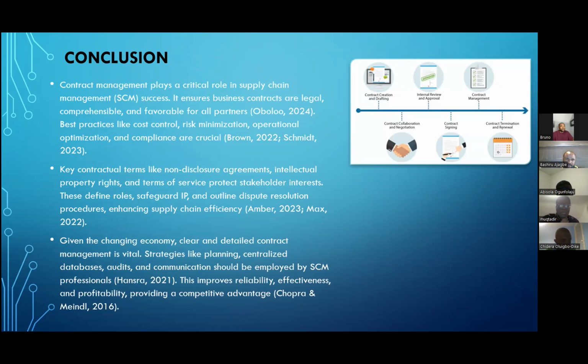Another point is that key contractual terms like non-disclosure agreements, intellectual property rights, and terms of service are there to protect stakeholder interests. And given the changing economy, clear and detailed contract management is vital. Strategies like planning, centralized databases, audits, and communications should be employed by supply chain management professionals. This improves reliability, effectiveness, and profitability, giving SCM professionals a competitive advantage.